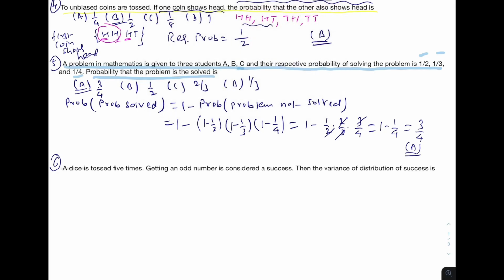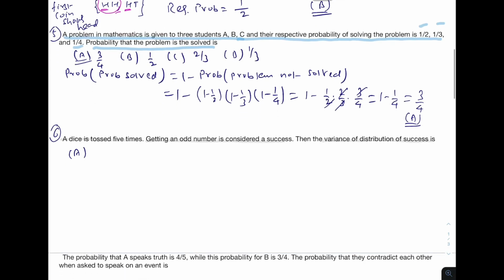A die is tossed 5 times. Getting an odd number is considered a success. The question is, the variance of the distribution of success is blank. The options are 8 by 3, 3 by 8, 4 by 5, 5 by 4.